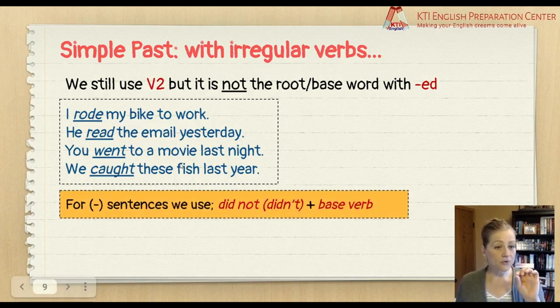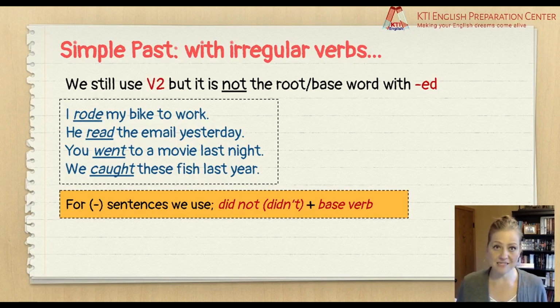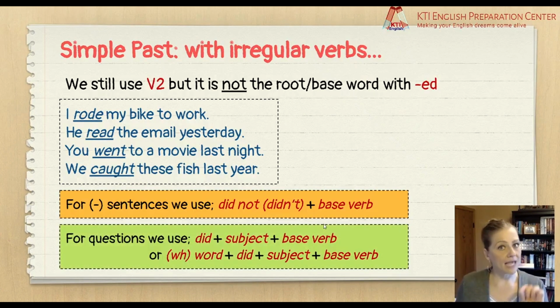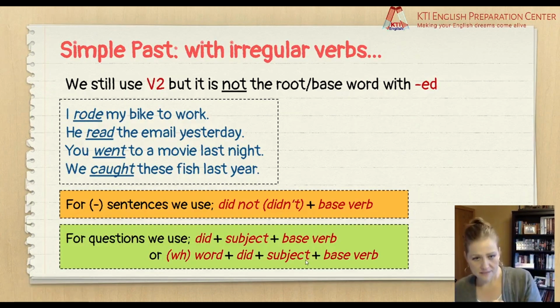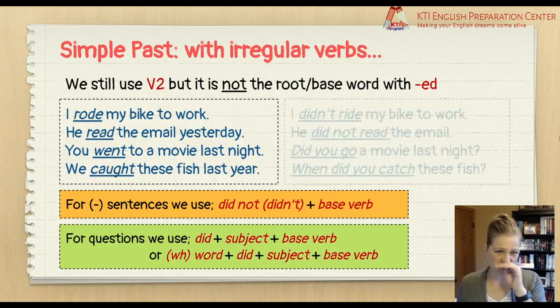Still, when we do the negative sentences, we go back to the base verb. Simple past is the same for negative sentences for regular and irregular verbs. So just remember, you say did not and the base verb. Questions, same format. Did plus the subject plus the base verb, or the question word, what, did, subject, and the base verb.